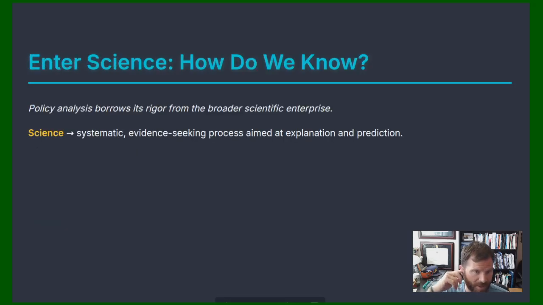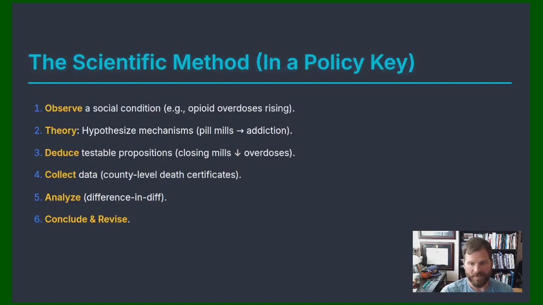So enter science. How do we actually know what we know, right? Policy analysis borrows from the broader scientific enterprise. It is doing science. I consider myself a social scientist, and I love this approach. If you think about the work that we do, it is very systematic. It is looking for evidence. It is aimed at explanation, and you hope that you have the power enough to predict. And so the scientific method, go back to your elementary school class when you learned about this in your science class, and think about how it can apply from a policy perspective.